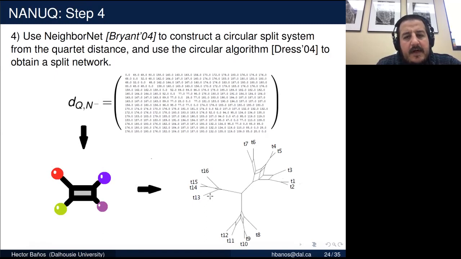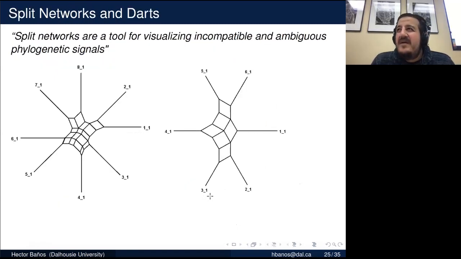Split networks, people usually refer to them as implicit networks, if I'm not mistaken, and they are a tool for visualizing incomplete and ambiguous phylogenetic signals. With these networks, you have to be really careful about what kind of biological conclusions you want to draw from them. Usually what they represent is lines that are parallel and of the same length, which are all part of the same split.